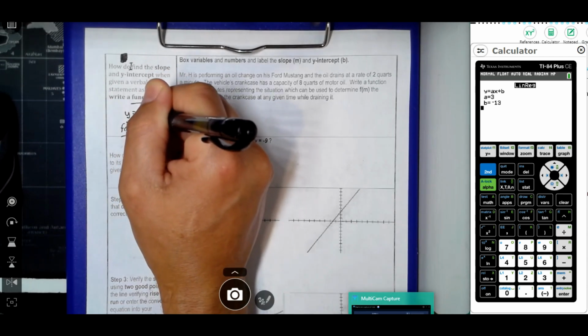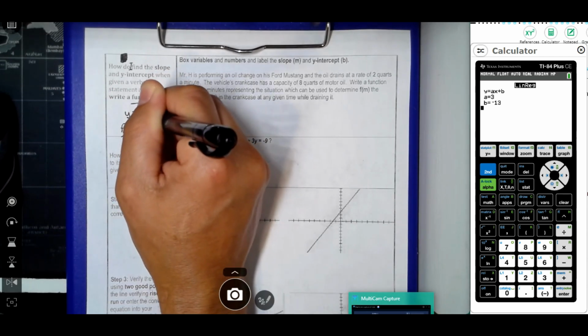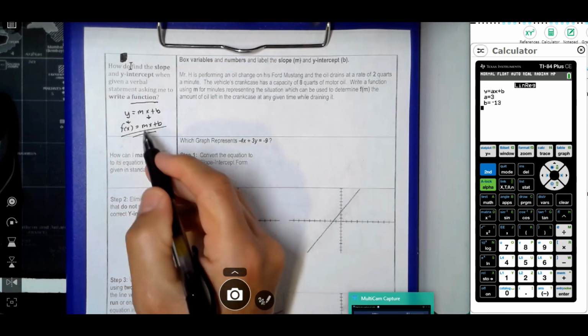It could be g of x. It could be t of m. There's a lot of different things that it could be. But we're going to write it in function notation.